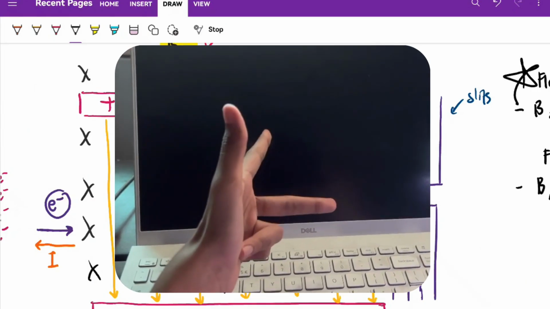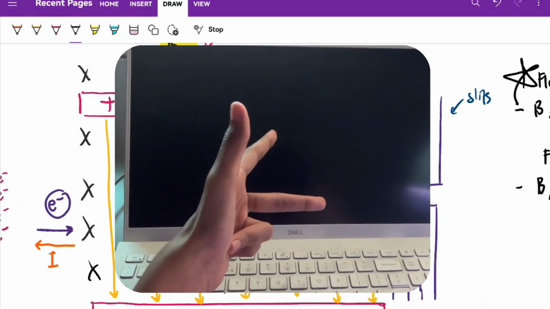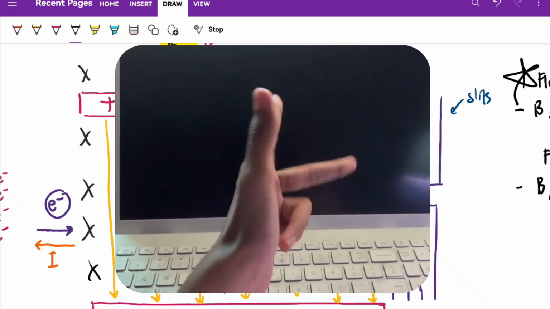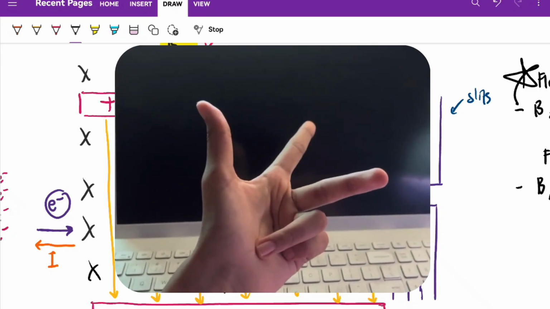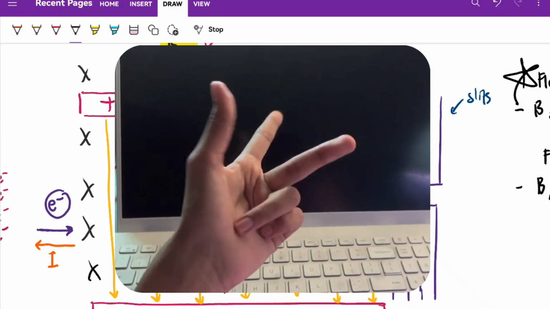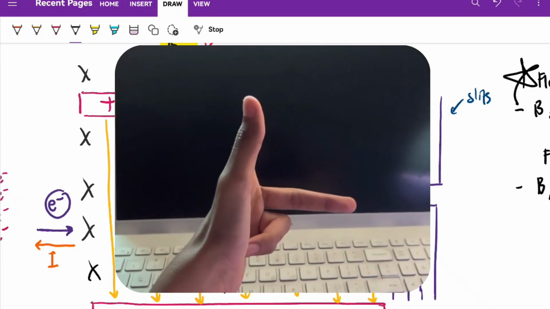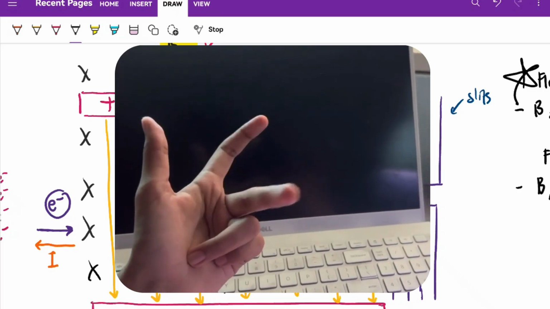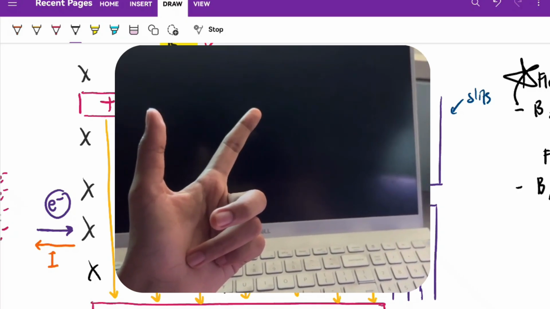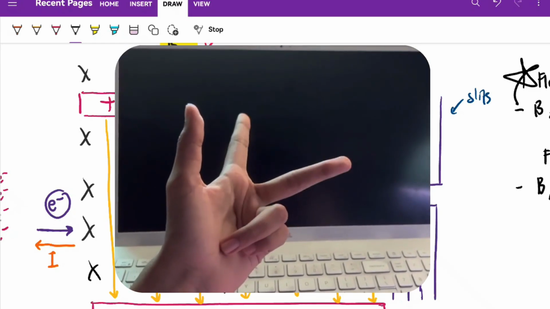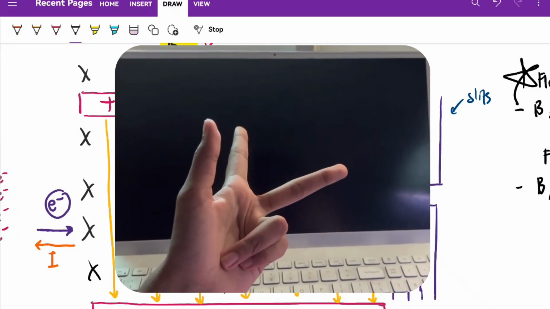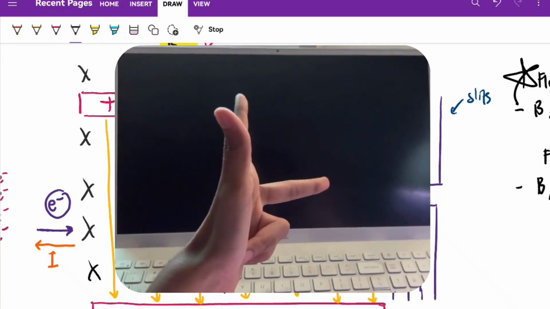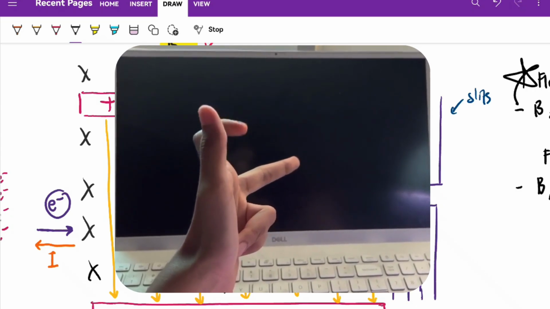Alright, now we are going to apply Fleming's left-hand rule. Make sure you take out your left hand. Okay, make sure it's left and not right. Take your hand and do this type of posture. Now your thumb is your force. Your index finger is your magnetic field. Your middle finger is your current. F, B, I: force, magnetic field, current.